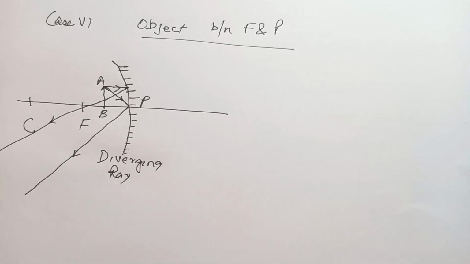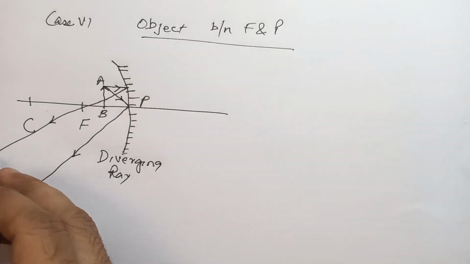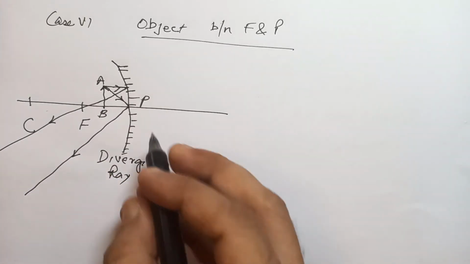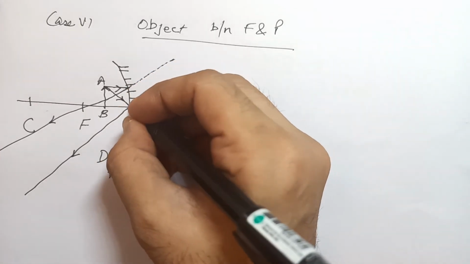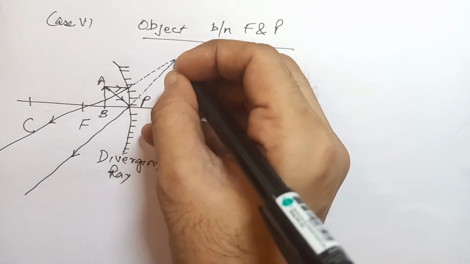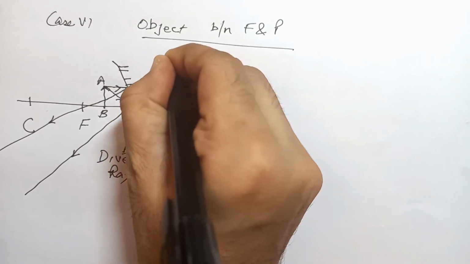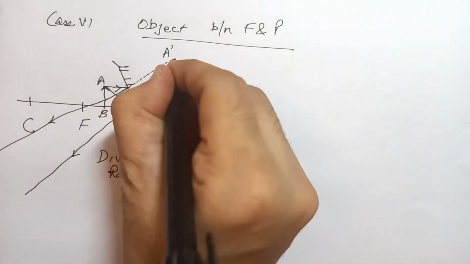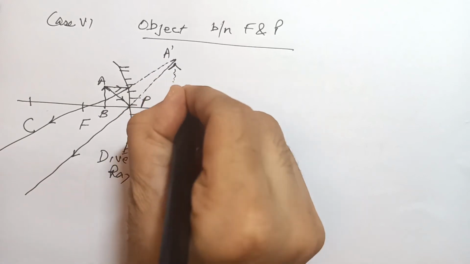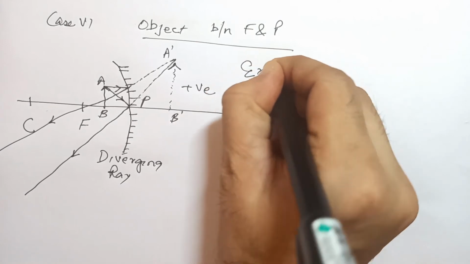Now this diverging ray never meets, the reason being it is diverging. However, if we project it backwards, then it will meet here, at A dash, and this would be B dash. And the image would be upright and positive. An example of this is the shaving mirror.